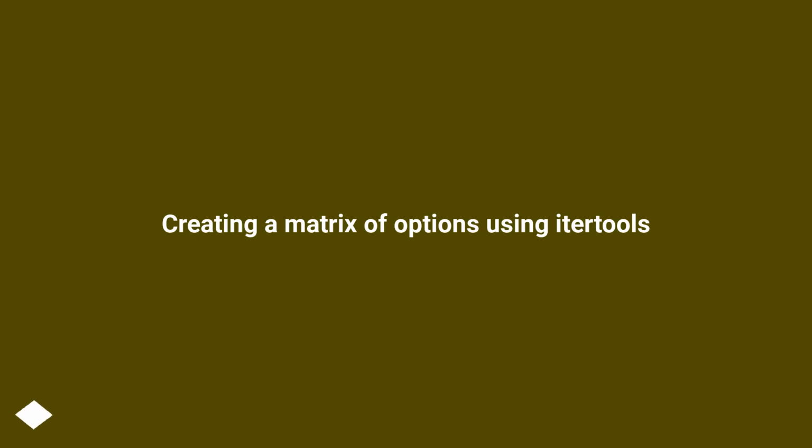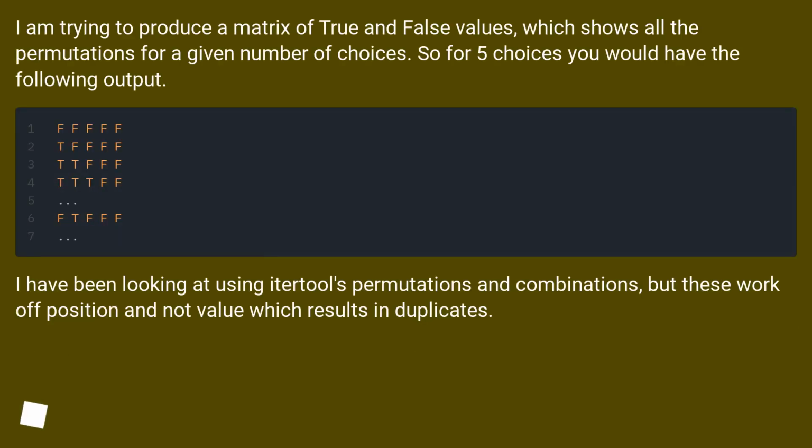Creating a matrix of options using itertools. I am trying to produce a matrix of true and false values, which shows all the permutations for a given number of choices. So for 5 choices you would have the following output.